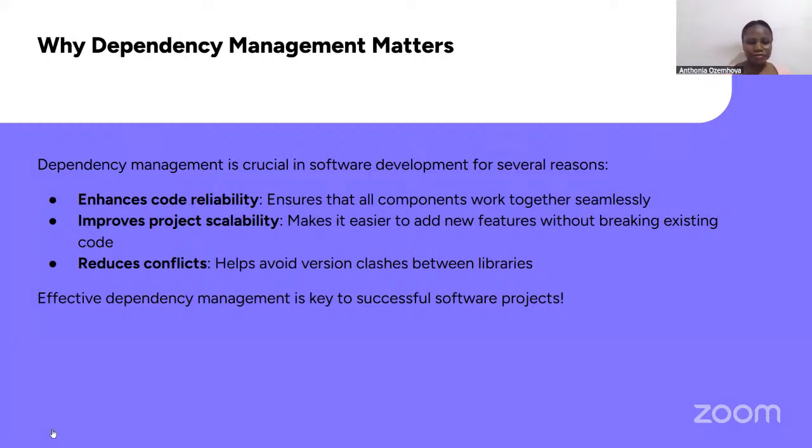So effective dependency management is very key to successful software projects. As developers, it is very important. It is crucial. We want to have a successful software project, all right? Because it helps avoid version clashes between libraries. It makes it easy to add features to our application without tampering with the existing code. And it also enhances code reliability.